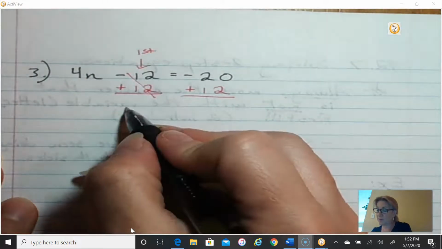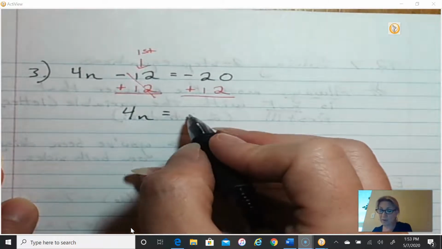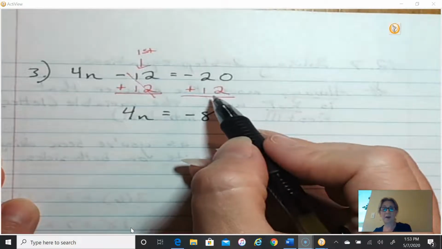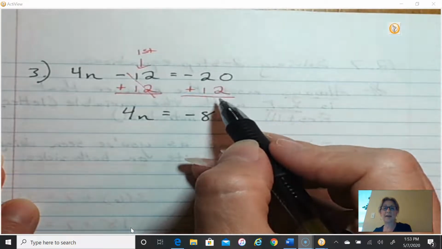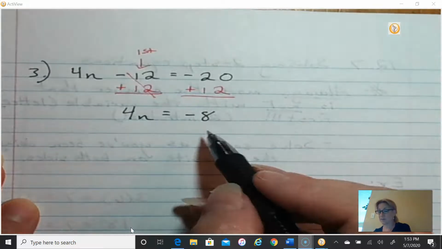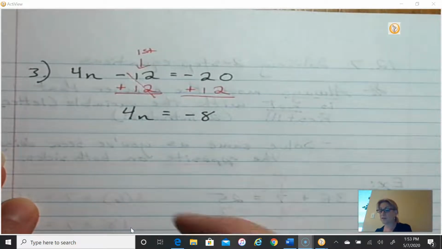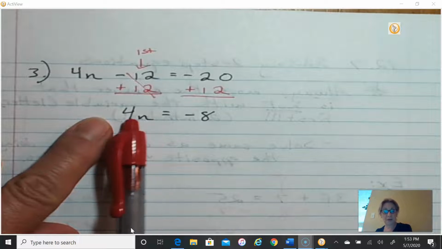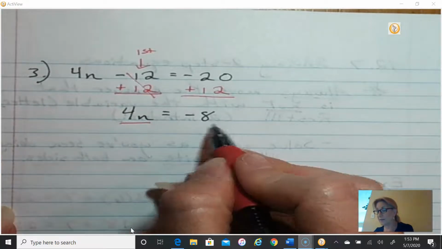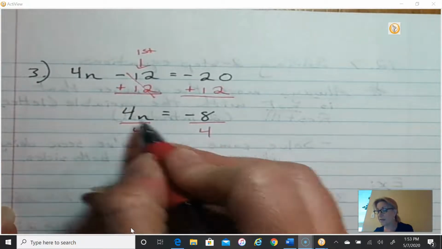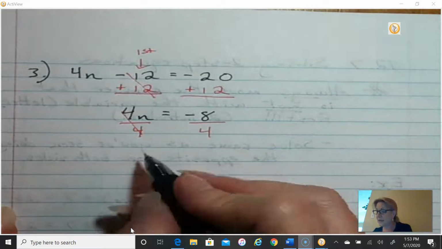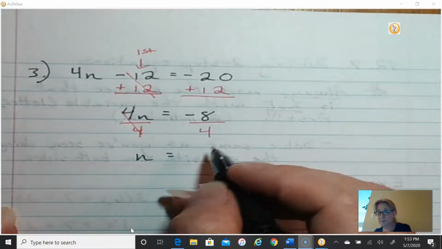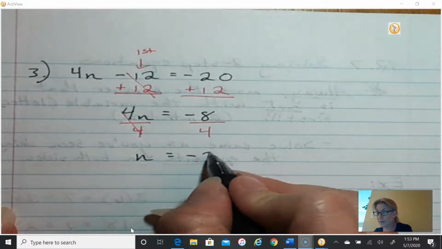And I'm left with 4n equals -8, because a negative and a positive, you subtract and take the sign of the larger. Okay, so step 2, we're going to get rid of this intruder now. You're multiplying here, so the opposite is division. So I'm going to divide both sides by 4. And I get n equals a negative divided by a positive is a negative, so it's -2.